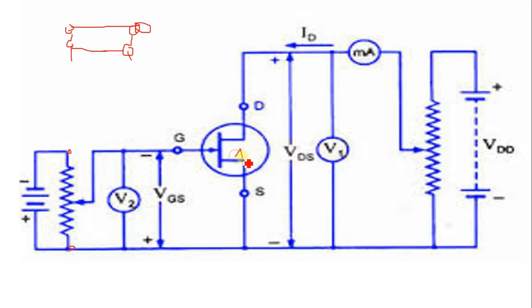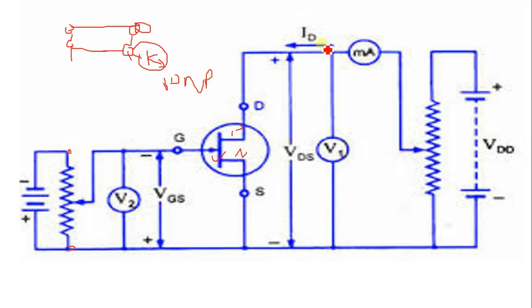This is the NPN transistor, because in an NPN transistor, this is the direction of the current inside the circuit. That's why this behaves as an NPN transistor. And if the direction of the current is outside of the circuit, then this type behaves as a PNP transistor.